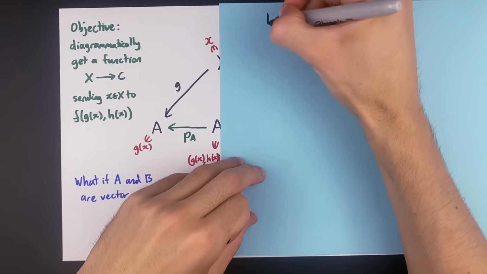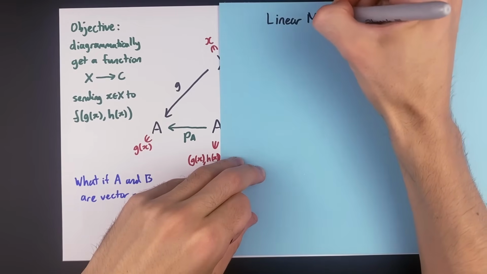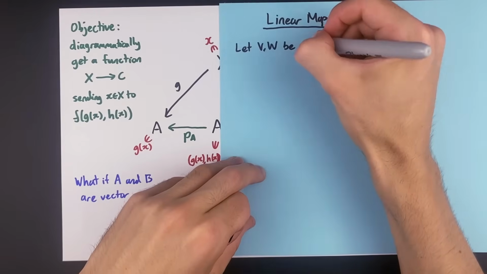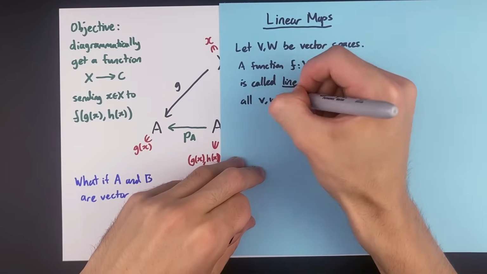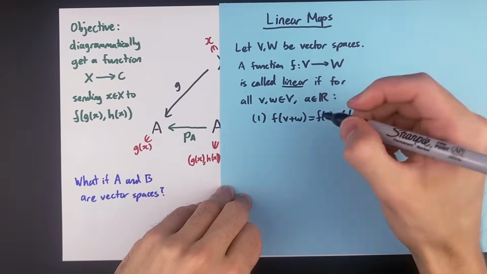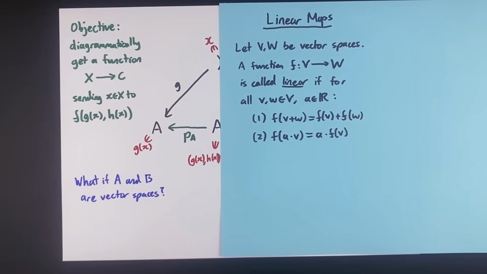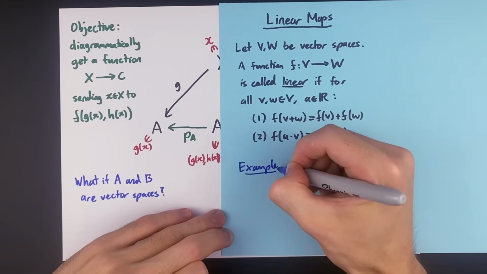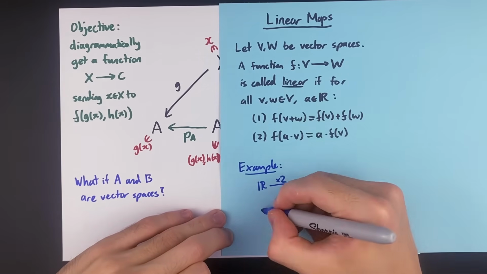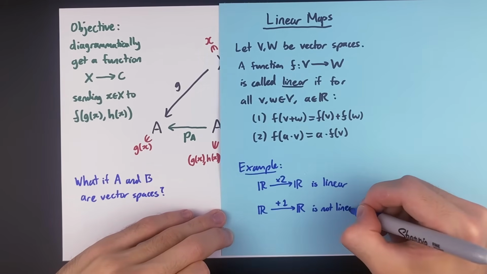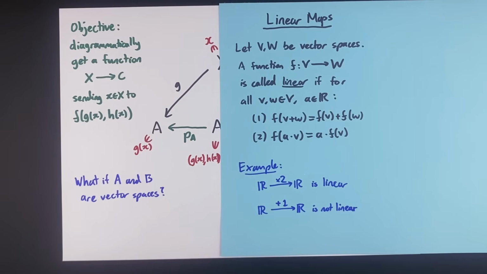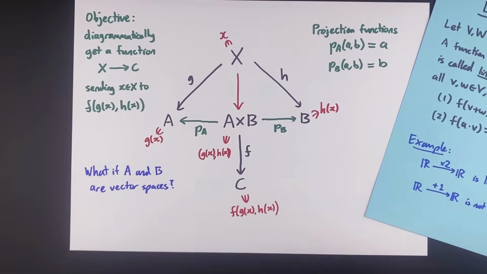We don't just work with any functions between vector spaces, we want to work with linear functions. Linear functions respect the vector space structure, in the sense that adding two vectors and then applying the function is the same as applying the function and then adding, and similarly for scaling. Linear functions are the backbone of linear algebra, the study of vector spaces. So when we're building these diagrams, we want to make sure that all the functions we're working with are linear.